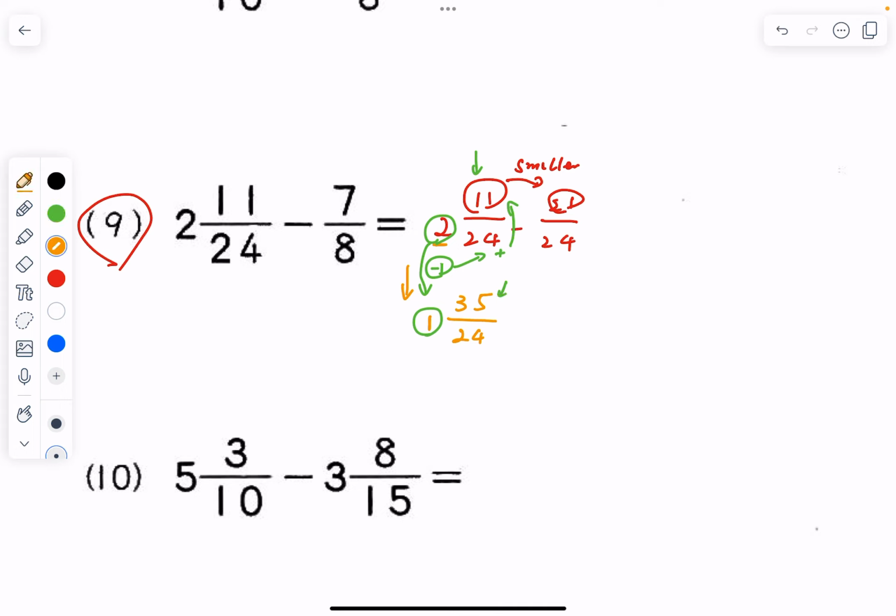Now, I subtract the 21 over 24 over here. Now, as you can see, the new numerator, which is 35, is actually bigger than the 21. So this answer will be 24 over 24. Oh, my bad. 14 over 24. And then this will be 7 over 12. And that's the final answer for question number 9.